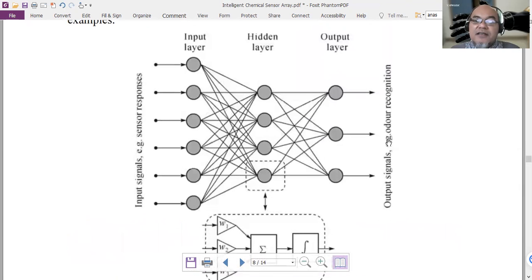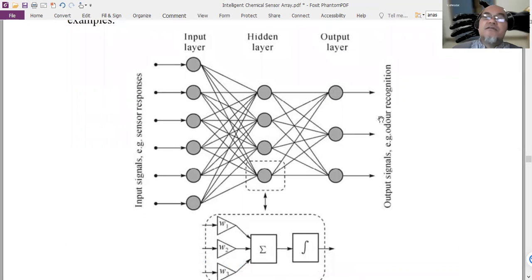The output signal here usually will depend on how many classes you want to classify the signal into. For example, in the case of COVID-19, it is just positive or negative. So you have only 2 classes, or 2 output layer classes.